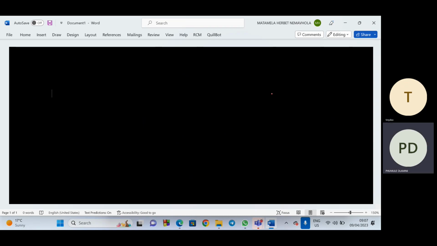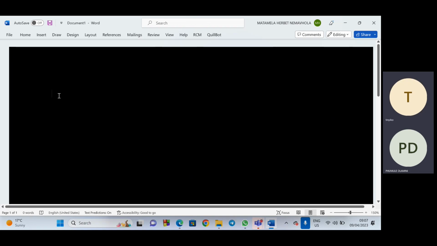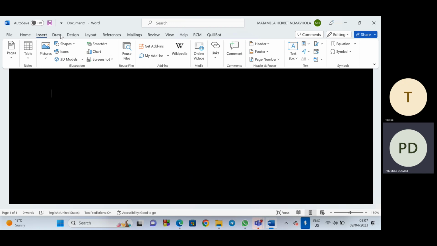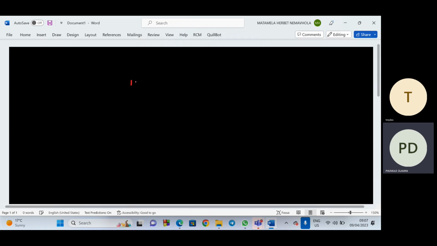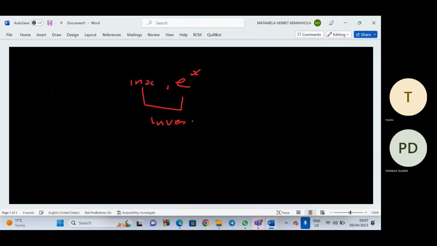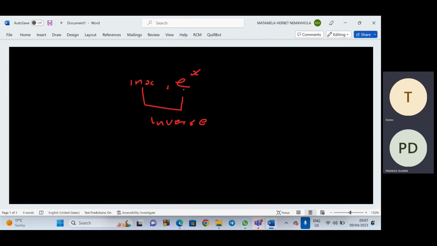In this mathematics, you are going to work more with functions like ln x and e to the power x. These two functions are inverse of each other. When something is inverse of another, if we plug one inside the other, it becomes 1.